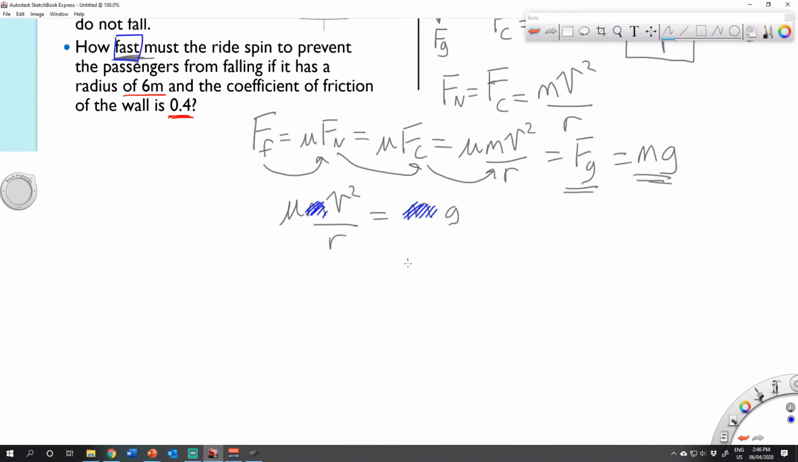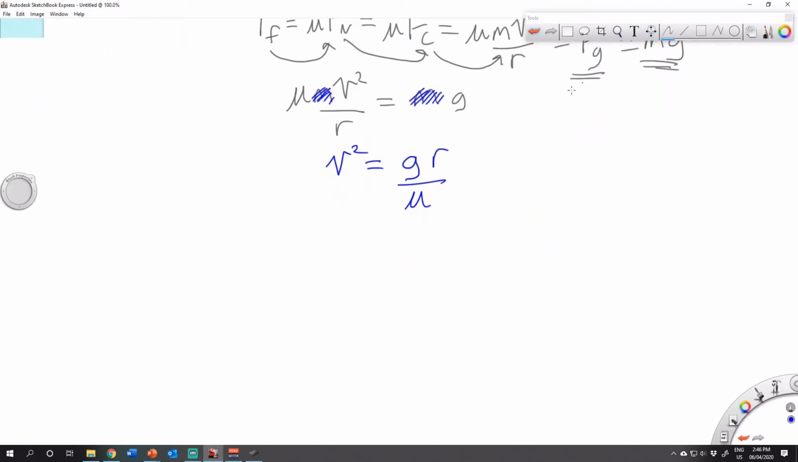We're asked to find how fast it goes. So after some algebraic manipulation, we get the following: v squared equals g times r divided by mu. Okay. And then this ends up becoming v equals the square root of g times the radius divided by mu. g is just going to be assumed near the surface of the planet. We have a radius of 6 meters, and our coefficient of friction is 0.4.